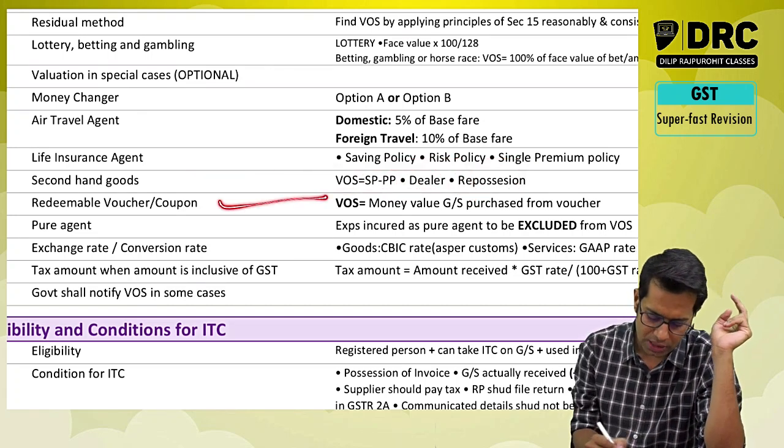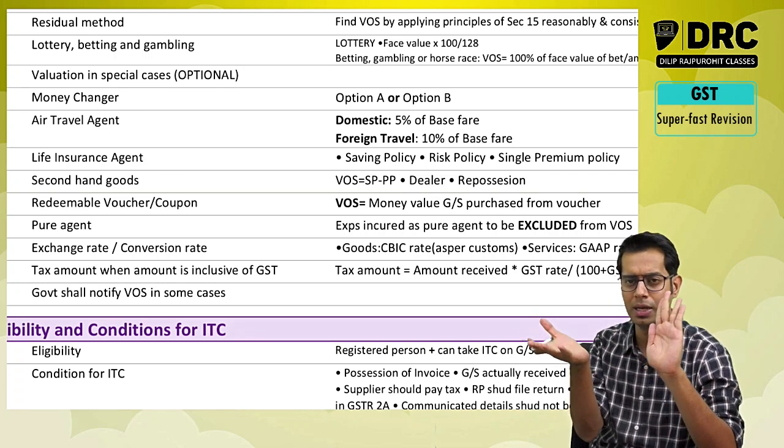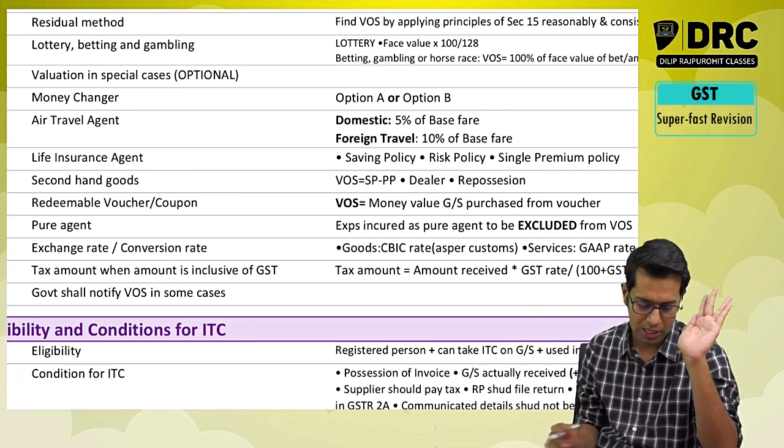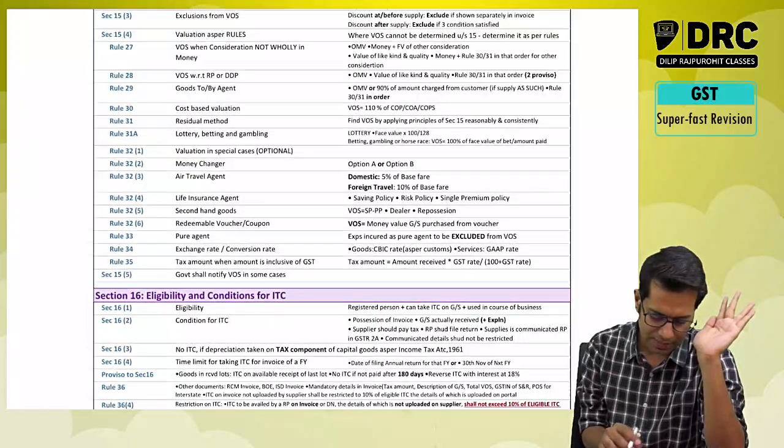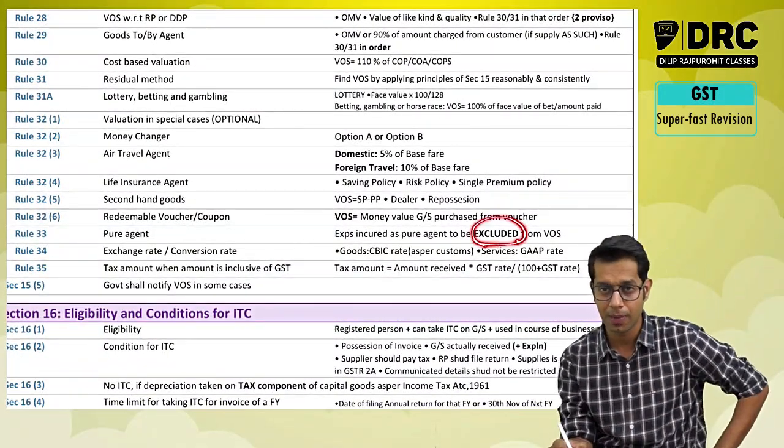Now in case of vouchers, if you have any vouchers, the value of that voucher will be the money value of the goods and services which you can purchase through that voucher. And rule number 33 says any expenses incurred by a pure agent for making supply of services shall be excluded while computing the value of supply.